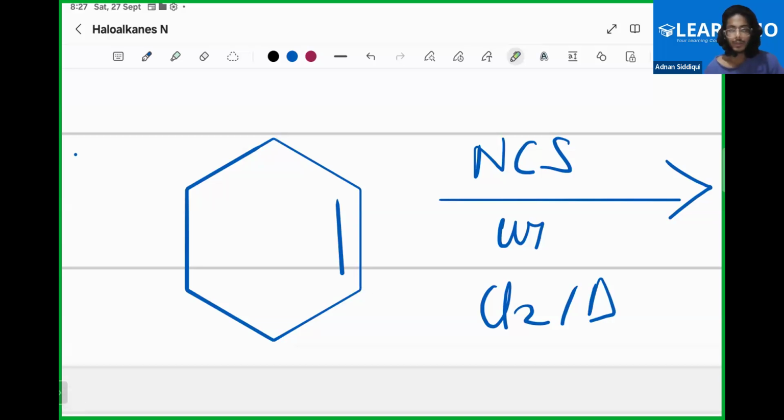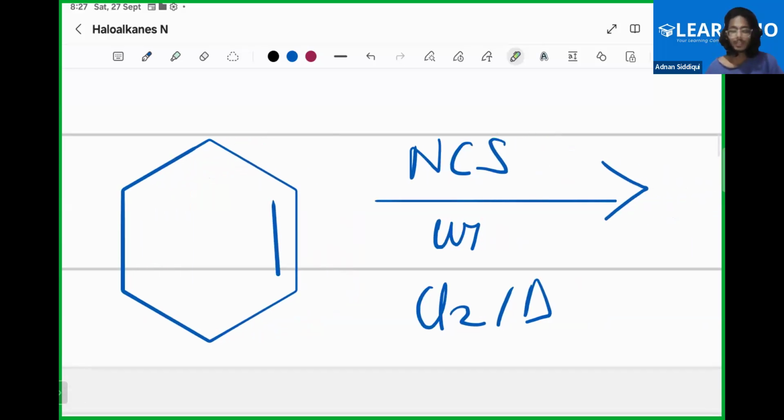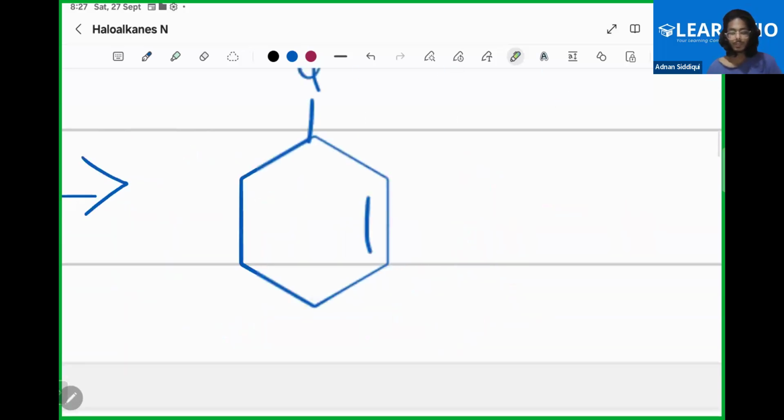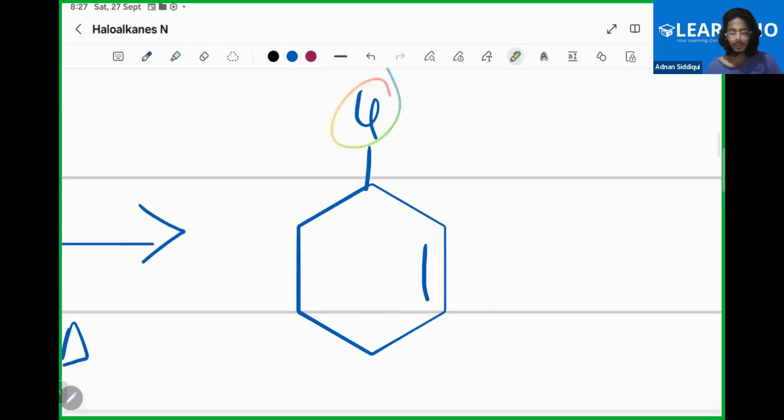So you can do bromination or chlorination. Here we are using chlorine at either of the positions. You can add it here or here. The same thing you are going to get. Is it clear? Yes.